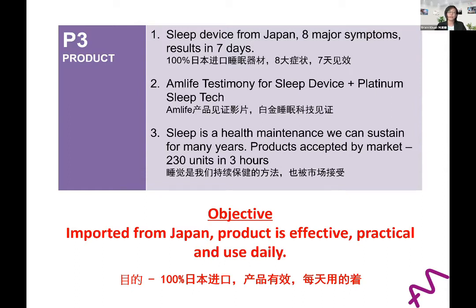So the objective here is what? We want to impress upon them that we have an R&D center in Japan. Our product is from Japan because everybody trusts Japan product. Everybody loves Japanese product, and people are more willing to pay when we tell them it's made in Japan. And we know our product is effective to help with the 8 major symptoms, and we can see result within a week for people who are fast.